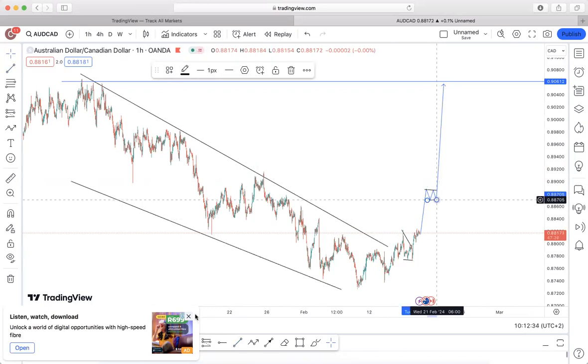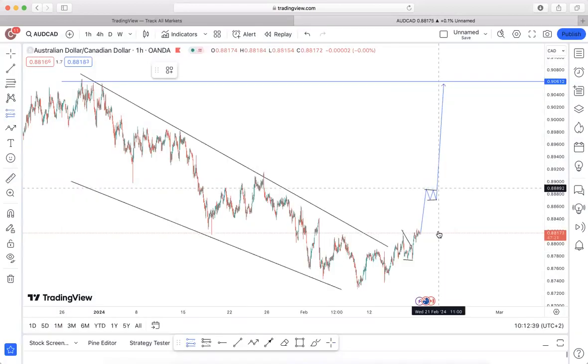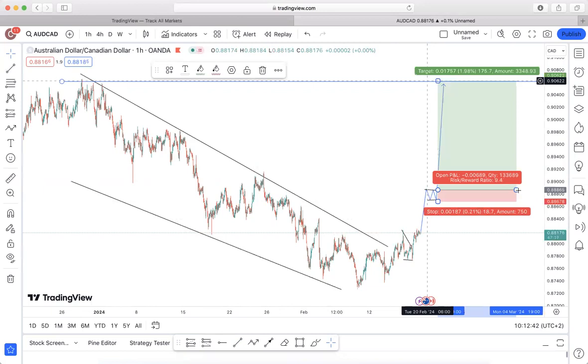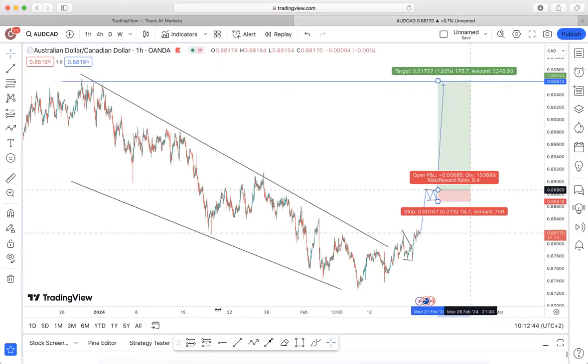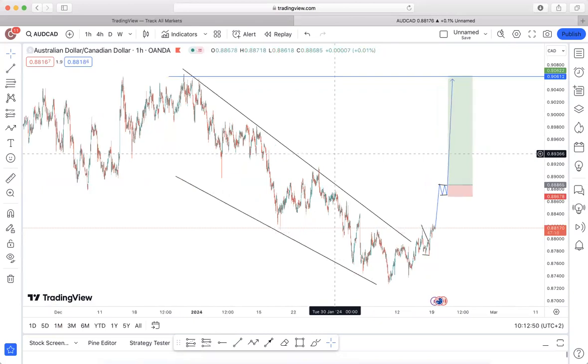And how am I looking to enter this one? From the breakout, my stop loss below the pattern, and my take profit all the way to the upside, like so. So this is how I'm looking at the Australian dollar over the Canadian dollar.